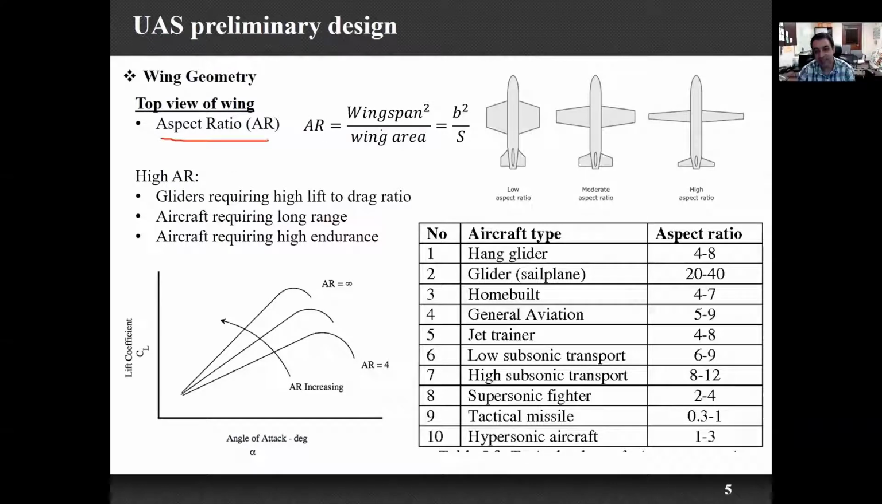We define aspect ratio as our wingspan squared divided by wing area, or B squared divided by S. So for example, if you compare different aspect ratios, this is an airplane with a wing with a low aspect ratio. See that the shape of the wing is fat. This is a moderate aspect ratio, and this is a high aspect ratio, which has a narrow wing shape and a long wingspan.